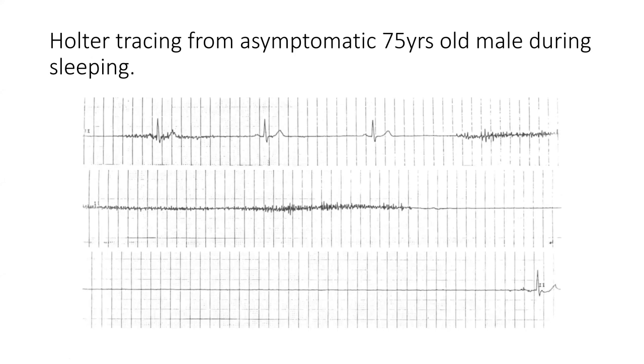Now there is another interesting tracing from a Holter. This is an asymptomatic patient who is 75 years old, and this was a tracing recorded during sleeping. So the important clues are: the patient is asymptomatic, is an elderly male, and the tracing was recorded during sleeping. The tracing shows PQRS, PQRS, PQRS, then some noise or vibration artifacts, and then you see here P and QRS. So the underlying rhythm is sinus bradycardia, there is marked bradycardia, and then there is sinus arrest, which is more than 3 seconds. So the diagnosis in this scenario is sinus arrest.